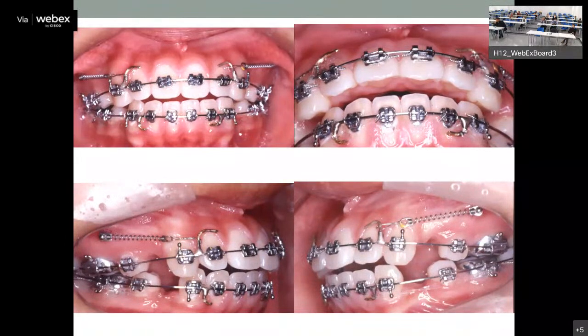So we extracted, of course, 4 units, 2 fours in the upper arch and 2 fours in the lower arch, and we placed microscrews between first molar and second premolar, and we started space closure. Look at the direction of force. It's almost parallel to the occlusal plane because we want only distalization. We don't want intrusion because the overbite is reduced already.